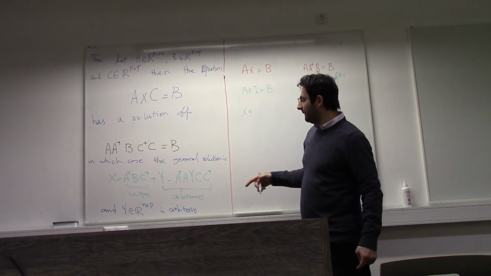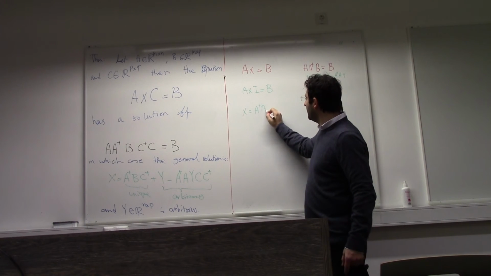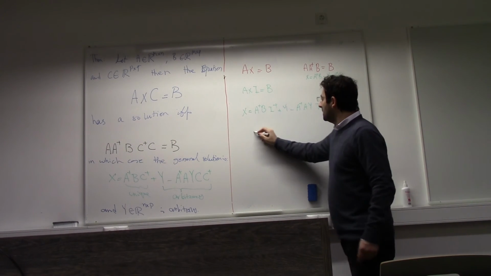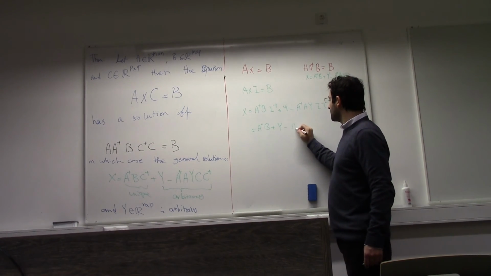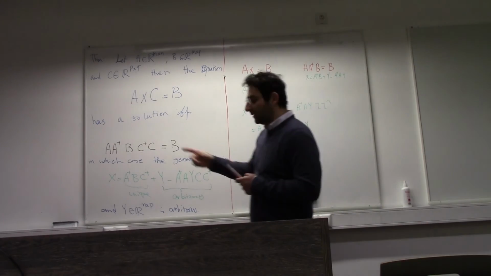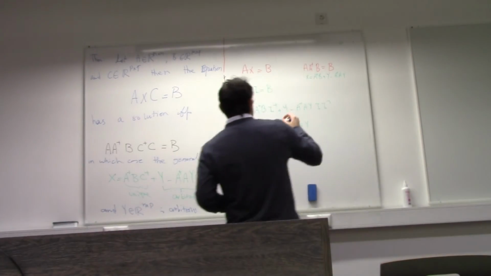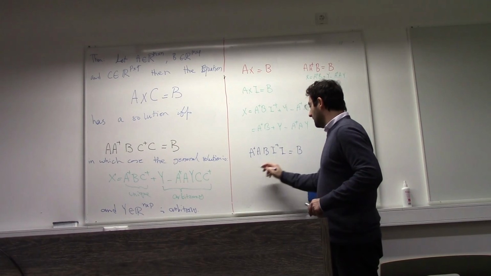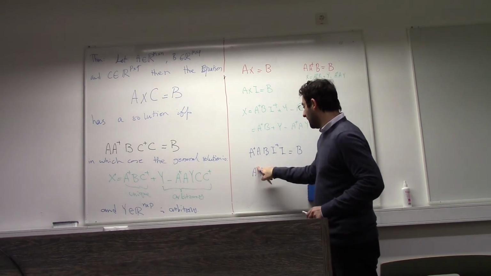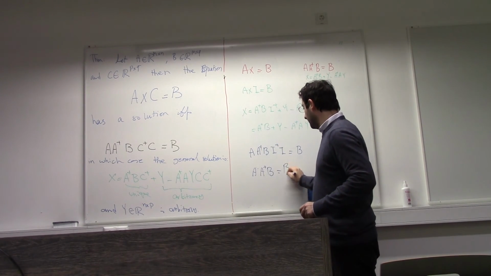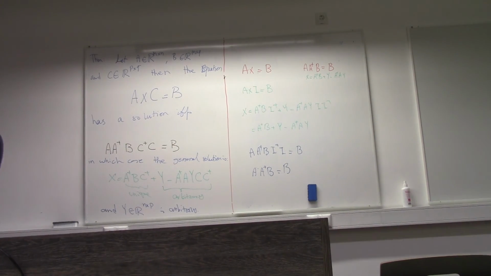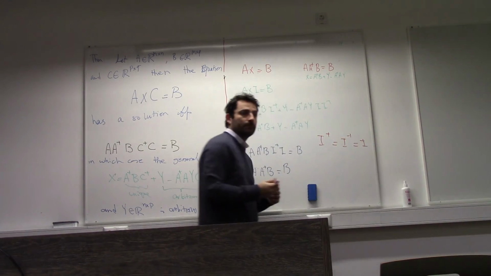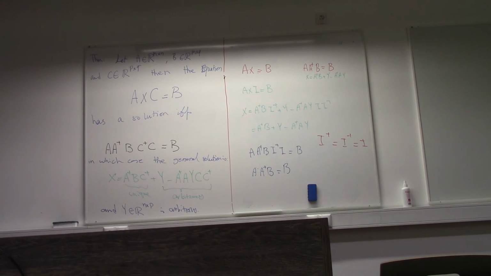Let's put it in here and see if the solution is okay. It's A plus B I plus, plus Y minus A plus A Y I I plus, which is A plus B plus Y minus A plus A Y. And the condition that we had, A A plus B I I plus is equal to B, becomes A A plus B equal to B, because I I plus is I, since I plus is I inverse, which is I.